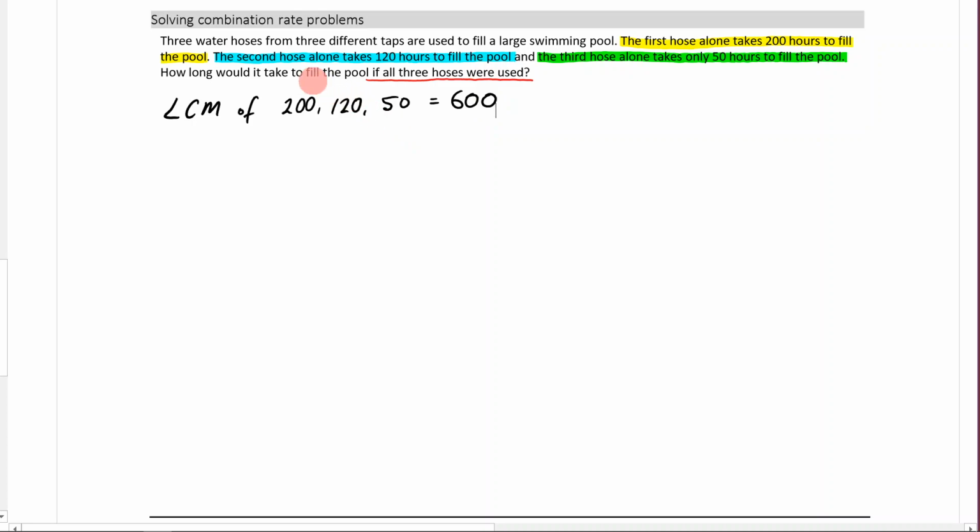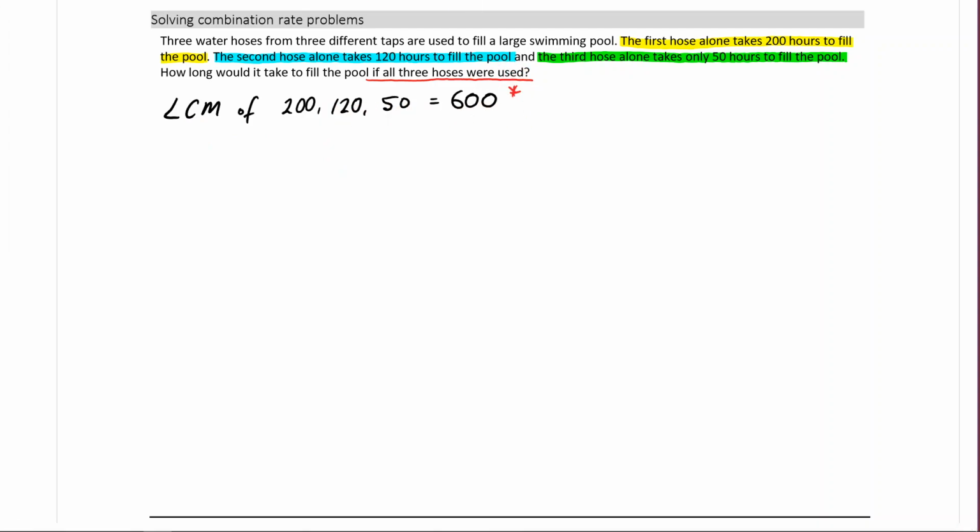Now, when you're doing these combination rate problems, finding the lowest common multiple is a very important skill. And I know that for many of us, doing this may seem a little intimidating. So what I'm going to do is put a little asterisk here. And at the end of this video, I'm going to talk about a technique you could use to find the lowest common multiple. But let's keep on going.